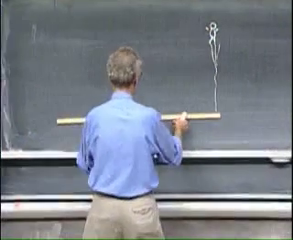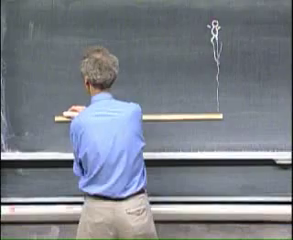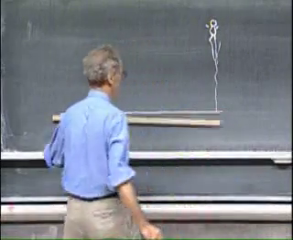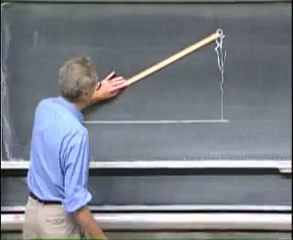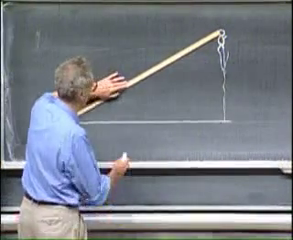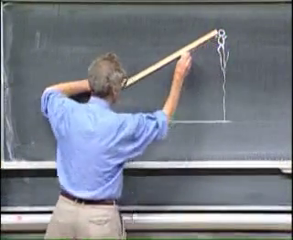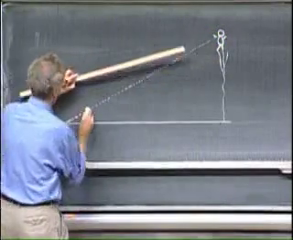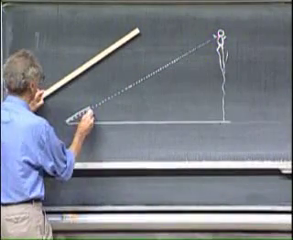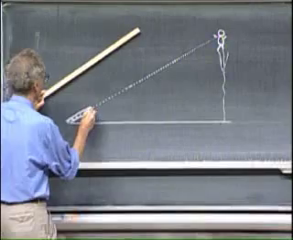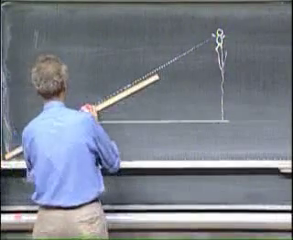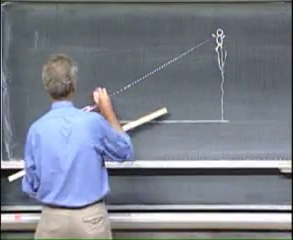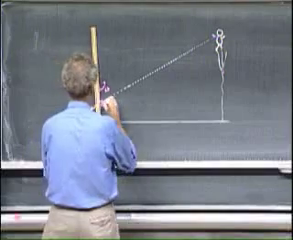And here is a hunter who never took 8.01, and he has a gun which is a golf ball gun, and he aims that gun right at the monkey. He shoots it with a certain velocity, the golf ball. Let this be the speed, v0.